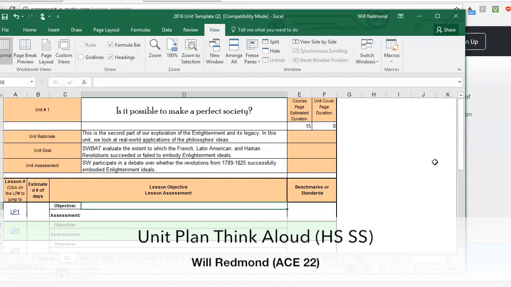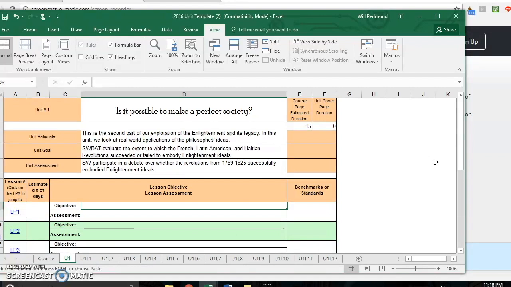Specifically, this one is going to be focused on how to develop a unit cover page. For this unit, I'm going to be working on a unit on the French Revolution for a high school world history course, but the basic principles should apply for any course at the middle or high school level.